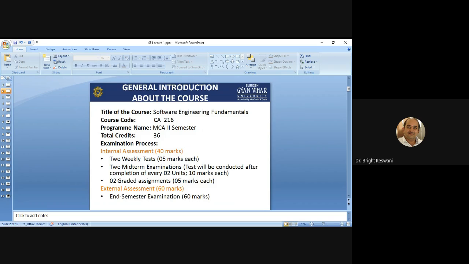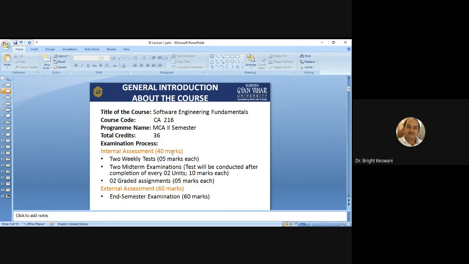In today's session, we will discuss the fundamentals of software engineering, which is a core part of the MCA program. This is the general introduction about the course. The title of the course is Software Engineering Fundamental, and it is a 36 credit course.